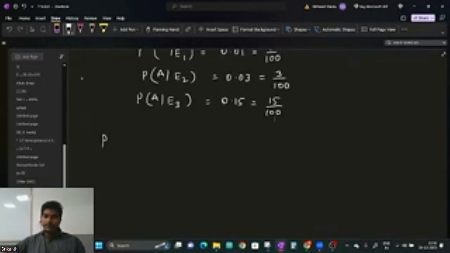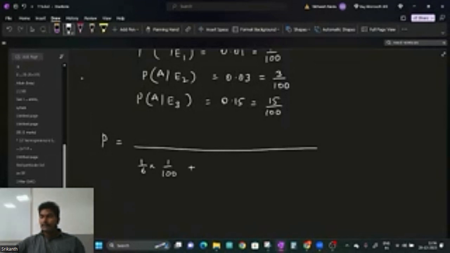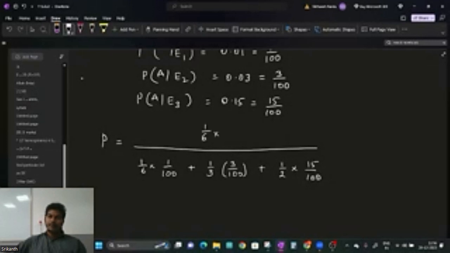So required probability P is equal to. So the total things happen in the denominator. So scooter driver chance is 1 by 6 and his getting accident is 1 out of 100. And car driver chance is 1 by 3 and his meeting accident will be 3 by 100. And van driver chance is 1 by 2 and his getting accident will be 15 by 100. And numerator will be scooter driver. So 1 by 6 into 1 by 100.